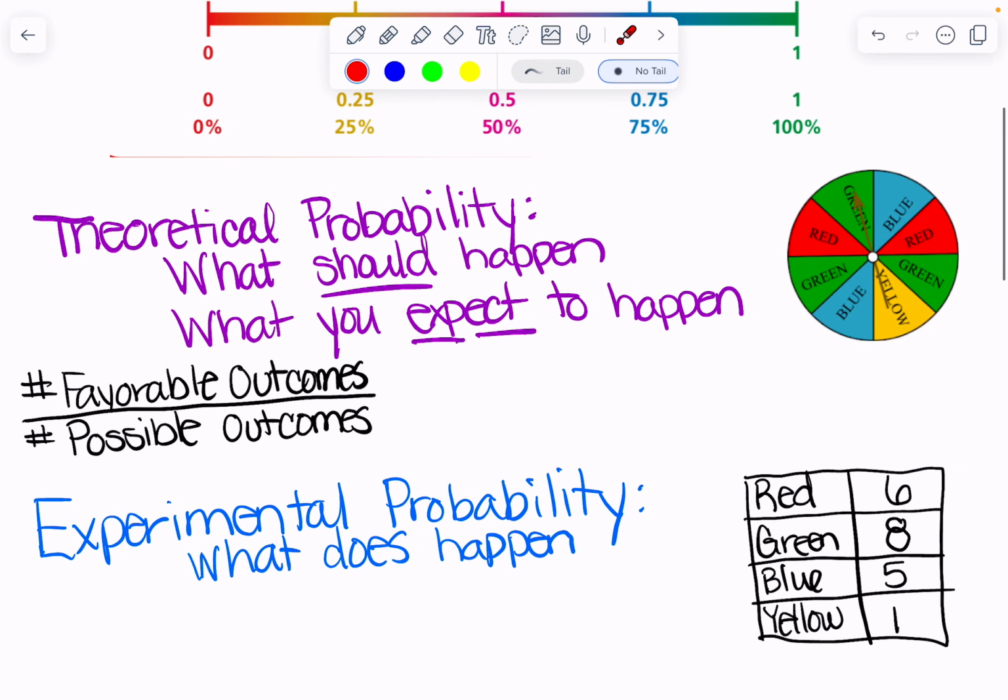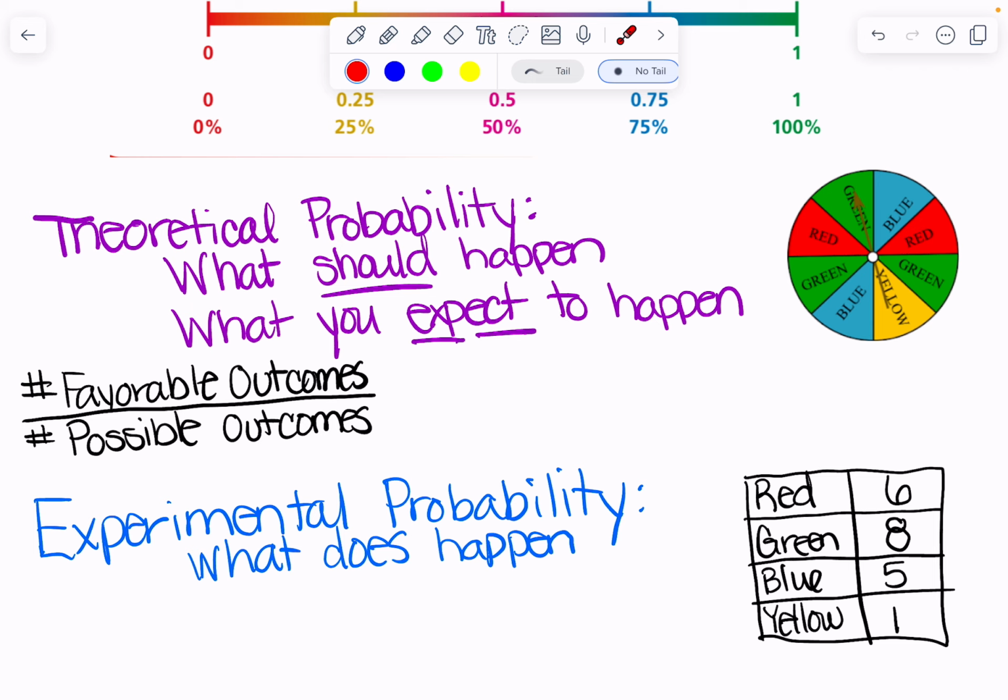We also have two types of probability. We have what we call theoretical probability. This is what should happen or what you expect to happen. It's just found by taking the number of favorable outcomes out of the number of possible outcomes. Favorable outcomes would be the number of outcomes that meet the criteria of the event you're looking for. Number of possible outcomes would be how many possibilities there are for that event.